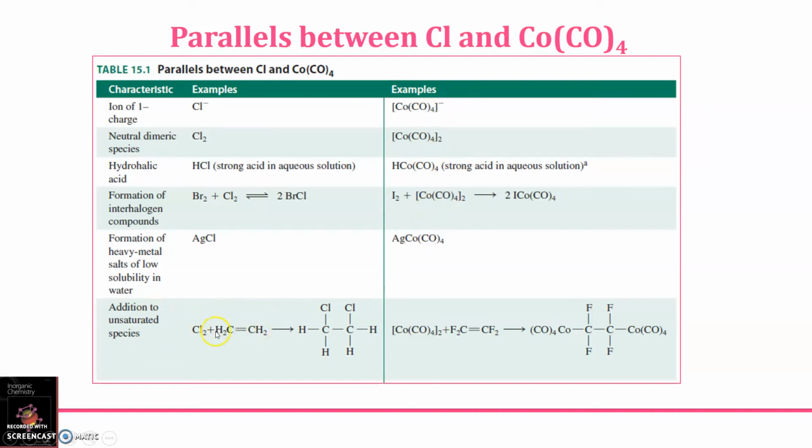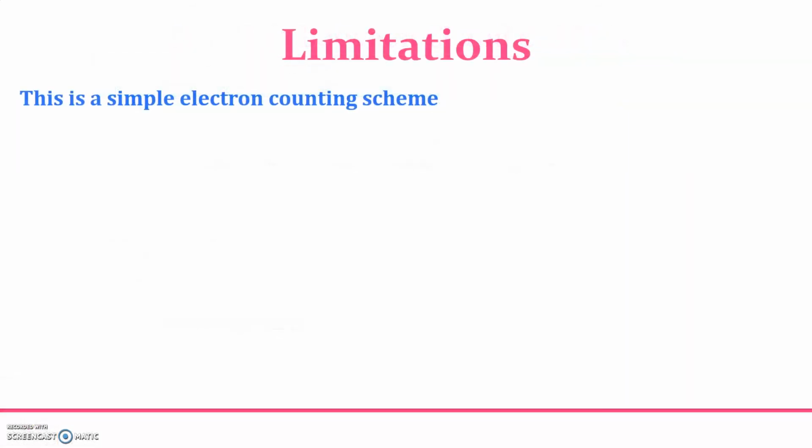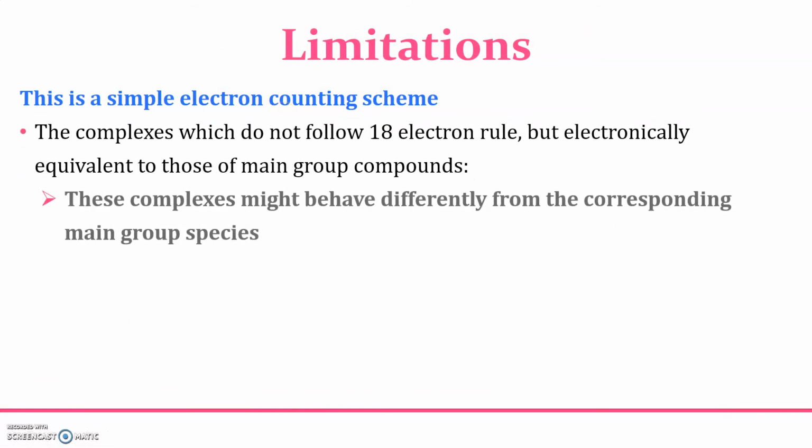When we go for the reactivity, Cl2 can be added across the unsaturated species like this. Similarly, Co(CO)4 twice also will undergo addition reaction, and it could be added across the species like this. So there is a parallel between the Cl and the tetracarbonyl cobalt species. But there are some limitations too. This is a simple electron counting scheme.